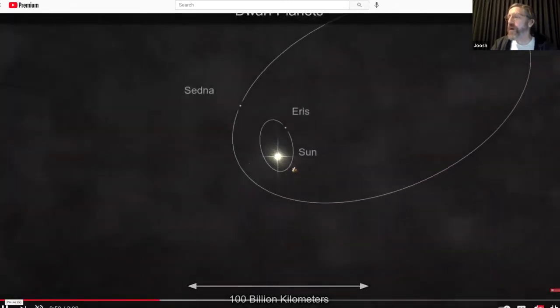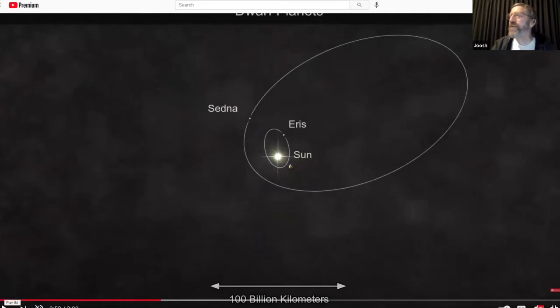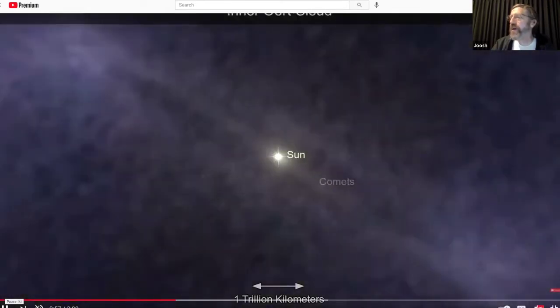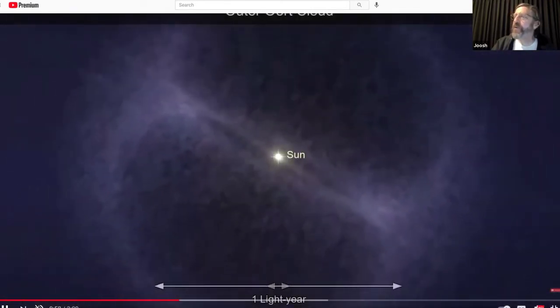The other planetoids have really large orbits compared to the Earth. It's even much bigger than Pluto's orbit. Those are also planetoids, not considered planets. Now we keep backing out here. We're backing out to the bigger picture.